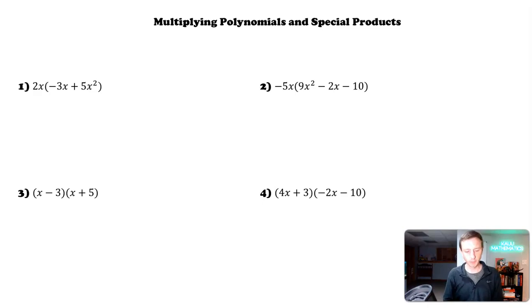Today we're going to take a look at multiplying polynomials and a little bit of some special products, but mainly just looking at multiplying polynomials and how we do that. So first example, we have a monomial times a binomial. So we're going to distribute.